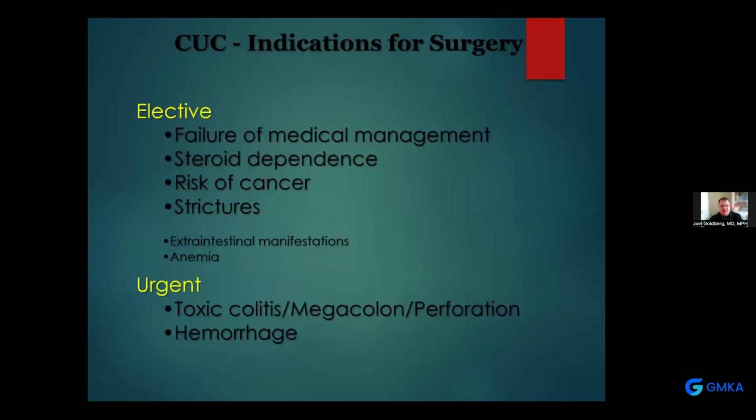So what are the indications for surgery? The elective indications are failure of medical management, steroid dependence, dysplasia, or strictures. Strictures because you're really concerned about cancer, and dysplasia, the same thing. And somebody who has chronic anemia, where you can't get the inflammation under control and they're anemic, could also get surgery. The urgent reasons are toxic megacolon, perforation, and hemorrhage.